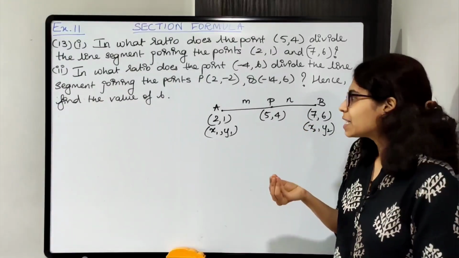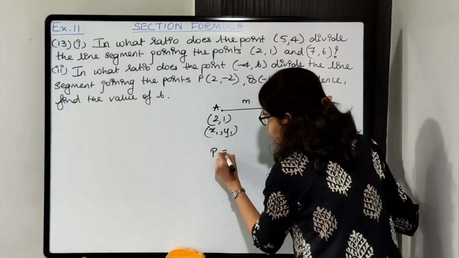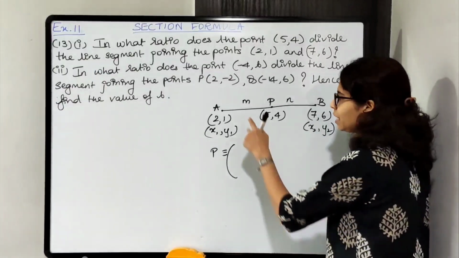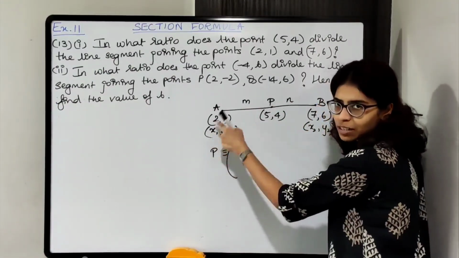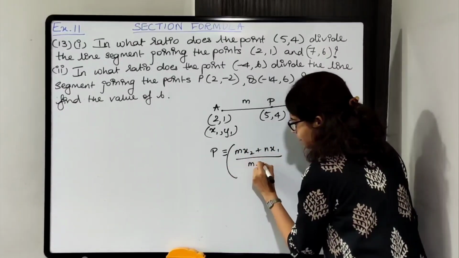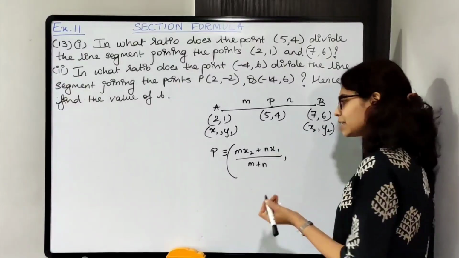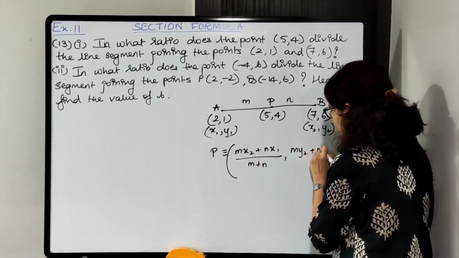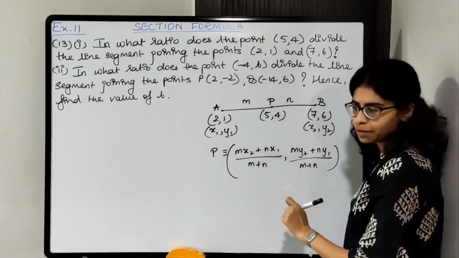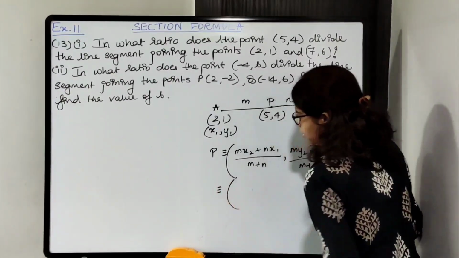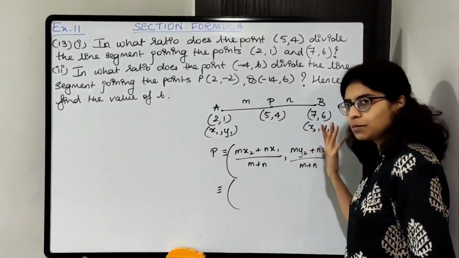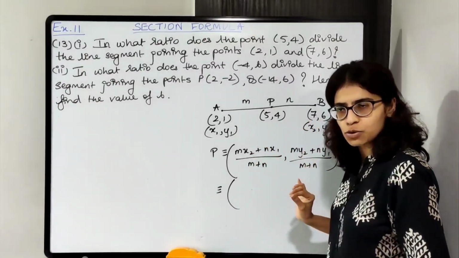Okay, if you apply section formula तो p का coordinates क्या हो जाएगा? What is the formula for x coordinate and y coordinate? X coordinate will be mx2 plus nx1 upon m plus n. And y coordinate, same logic, my2 plus ny1 upon m plus n. Now m and n we don't know, but x2 x1 पता है, y2 y1 पता है. So we'll substitute the values over here.